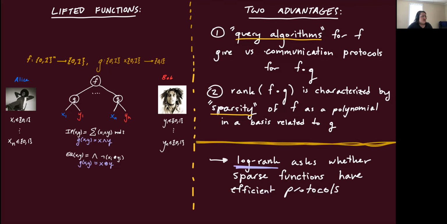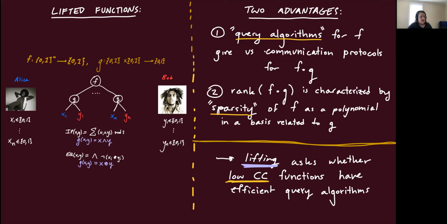So using these 2 advantages, we can reframe the log rank conjecture. And this asks whether sparse functions have efficient protocols, since sparsity is now going to be equal to rank. We can also relate these advantages to another setting called lifting, which I won't have time to talk about entirely, but we can think of it as the secondary motivation for this work. And lifting in this context asks whether low communication functions have efficient query algorithms.